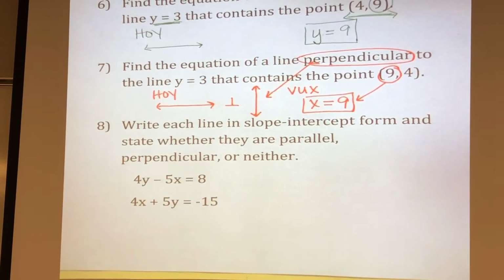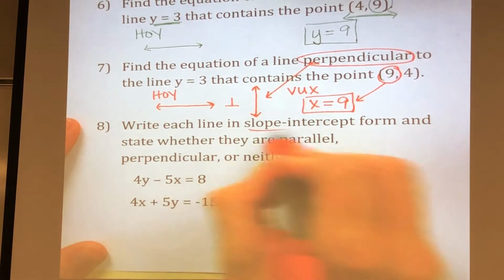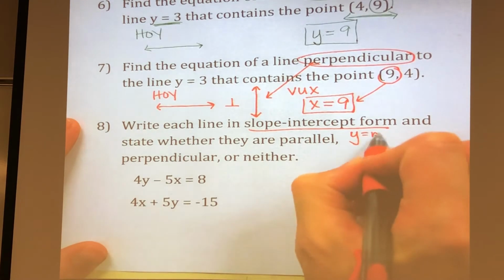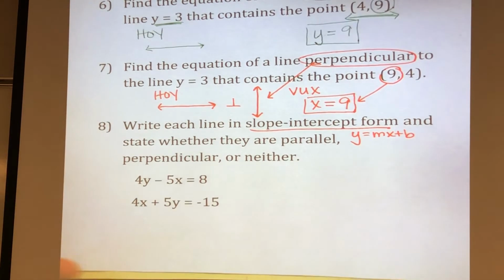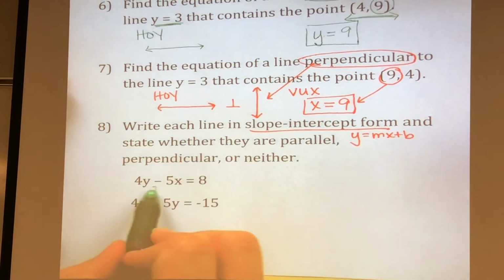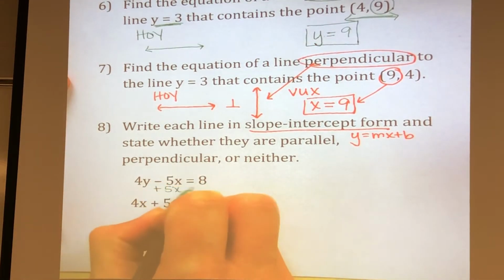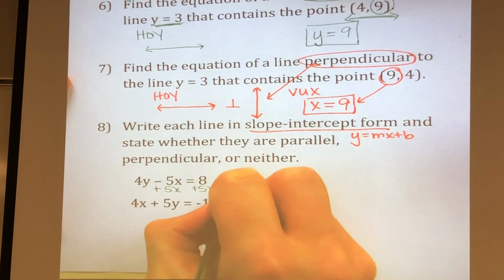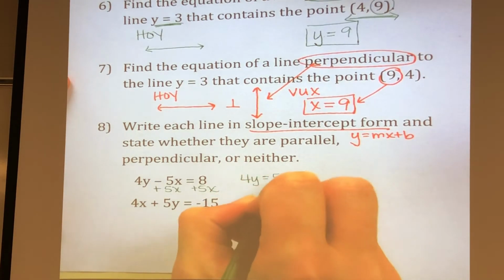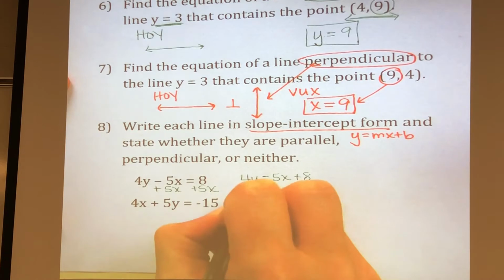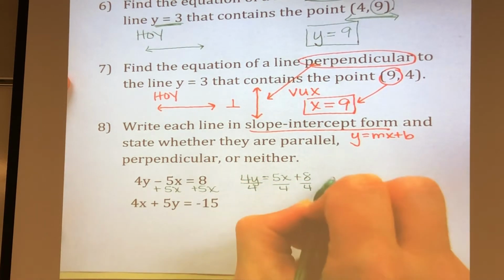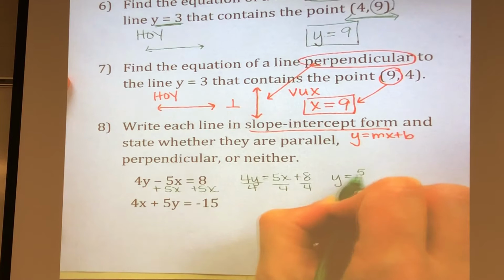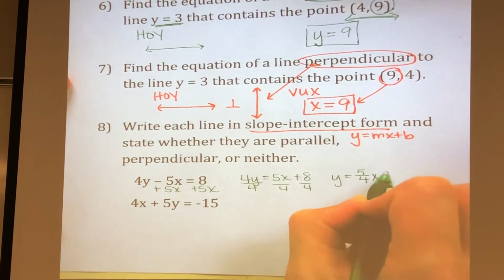So x equals 9 is our equation. All right, last one. Write each line in slope-intercept form and state whether they are parallel, perpendicular, or neither. So to write it in slope-intercept form, we have to get it so that the y is by itself. Y equals mx plus b. So essentially we want to solve for y. So in this first one, we start by adding 5x. So we have 4y equals 5x plus 8. Divide by 4. Y equals 5/4 x plus 2.